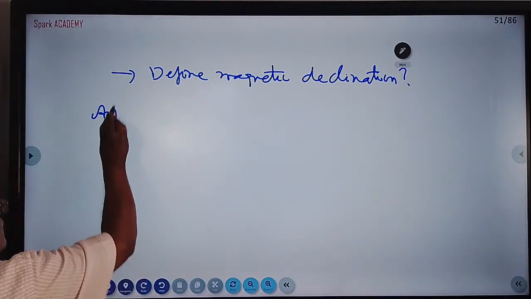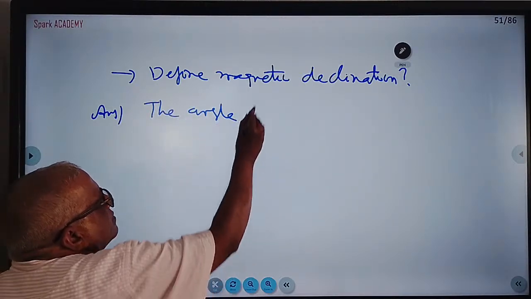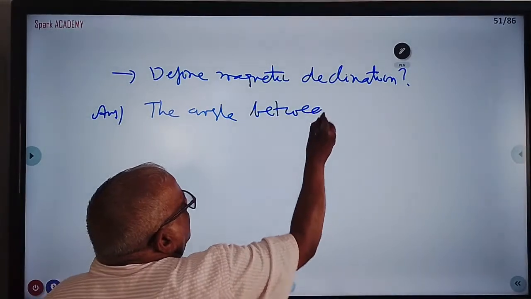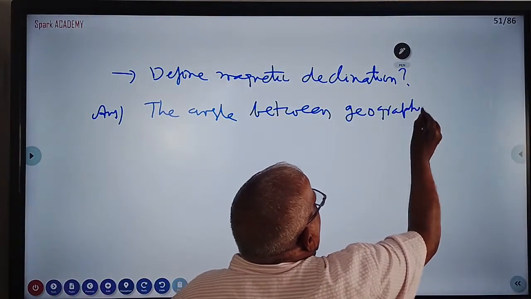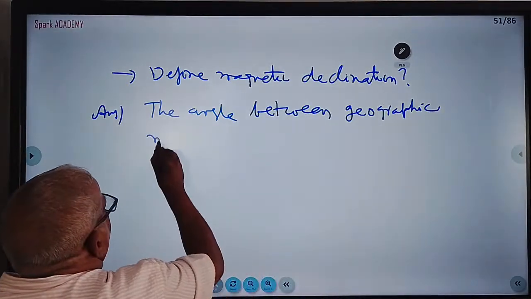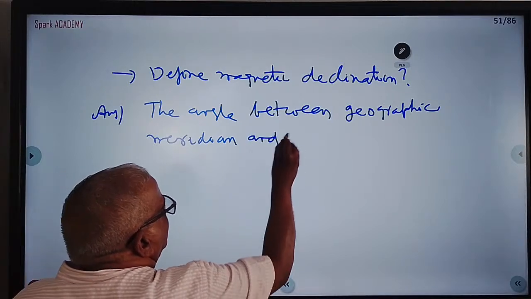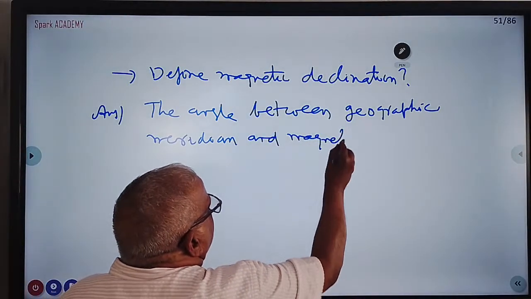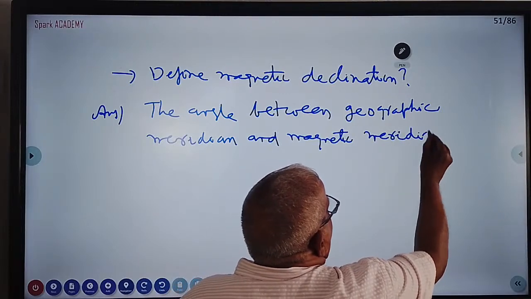Answer: the angle between the geographic meridian and the magnetic meridian at a given place.